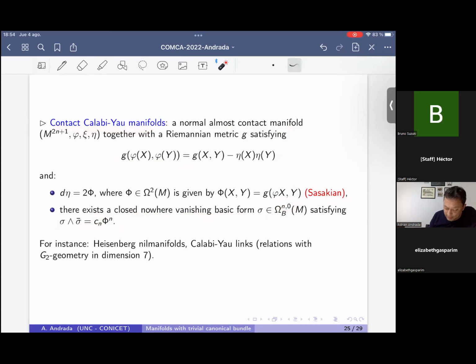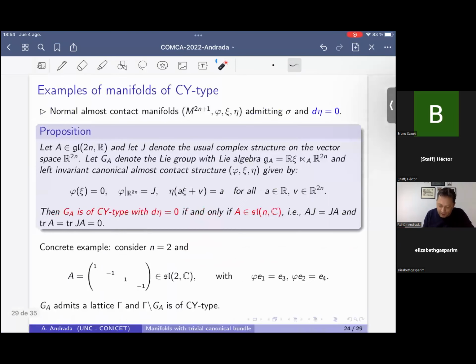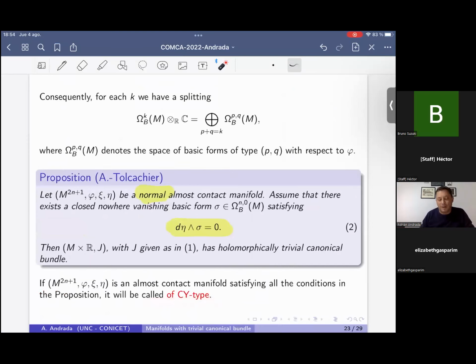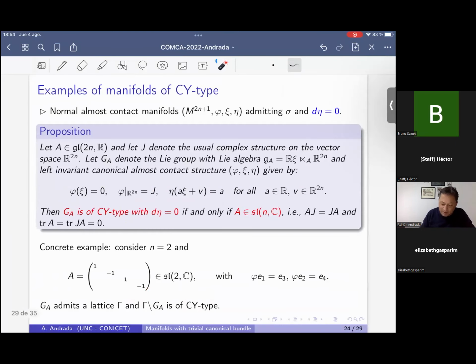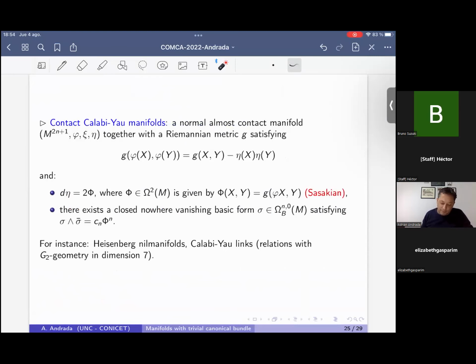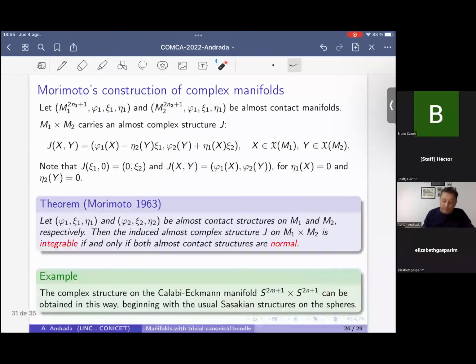And there are examples in nilmanifolds, and also with these Calabi-Yau links that were mentioned in Enrique's talk, and they have relations with G2 geometry in dimension 7. Well, it is easy to see that if we have all this, then contact Calabi-Yau manifolds are of Calabi-Yau type. It is very easy to check that. So we have there more examples of this kind of manifolds.